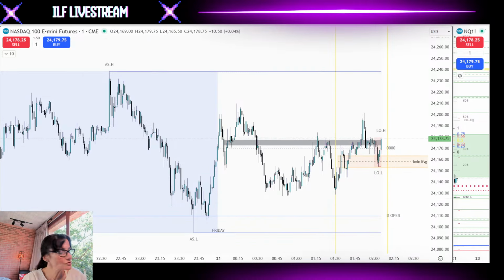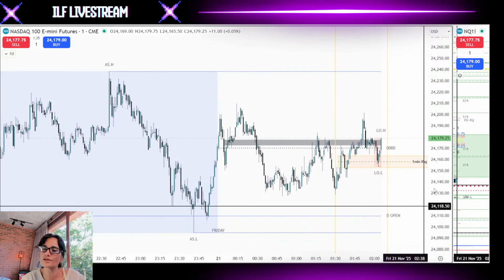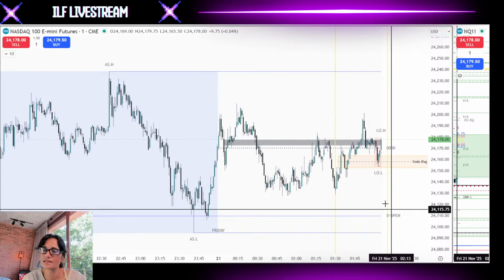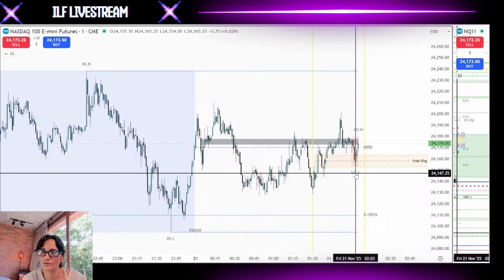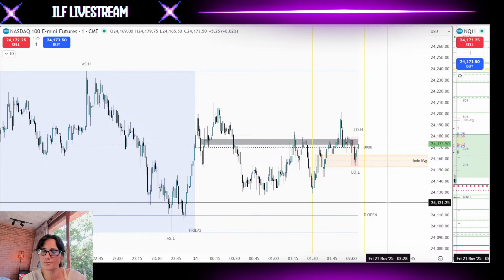You see how they are moving. It's funny how gold and NQ are moving similarly, right? They make their break almost at the same time, 2:03, and they go back up.